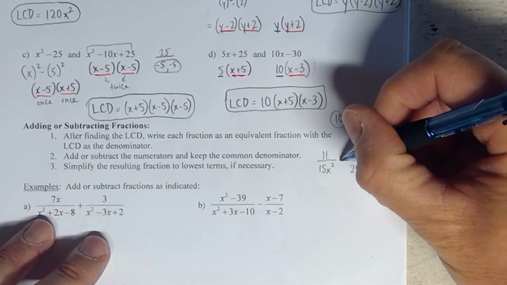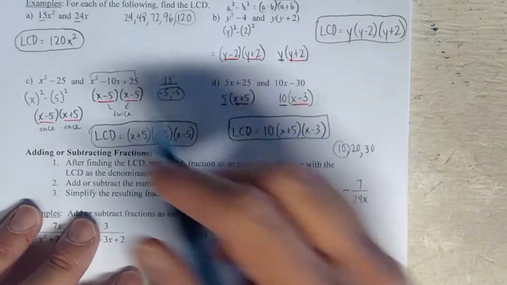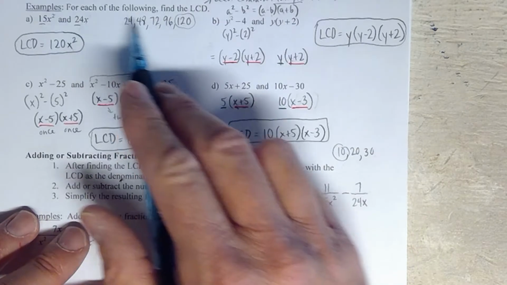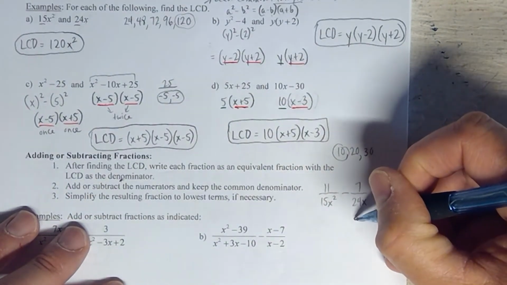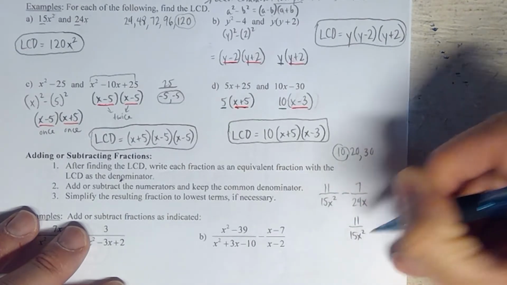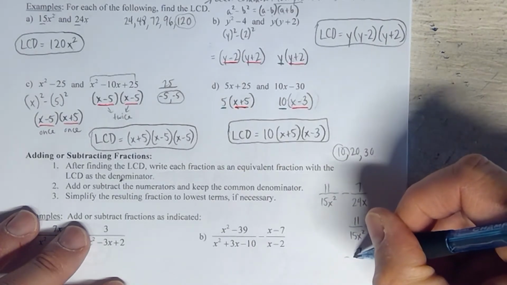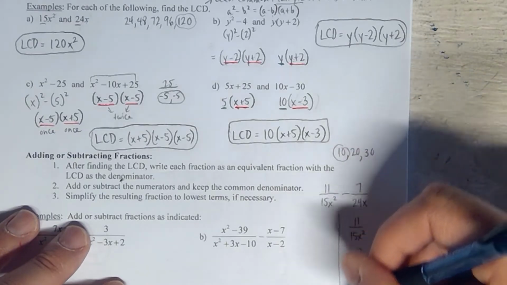We're subtracting two fractions. The denominators are not the same. However, they're the same two denominators we had up here when we pretended these were denominators, and we found that the LCD was 120x squared. So no need to figure that out again. We'll just use that now. So I'm going to do 11 over 15x squared minus 7 over 24x.